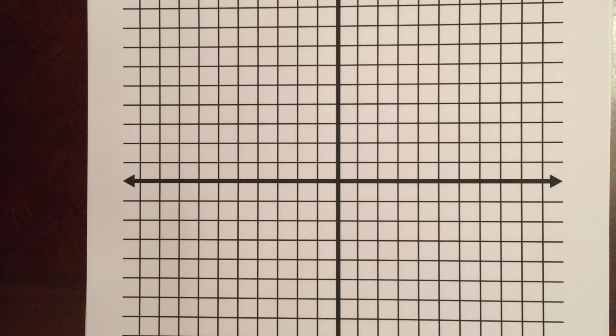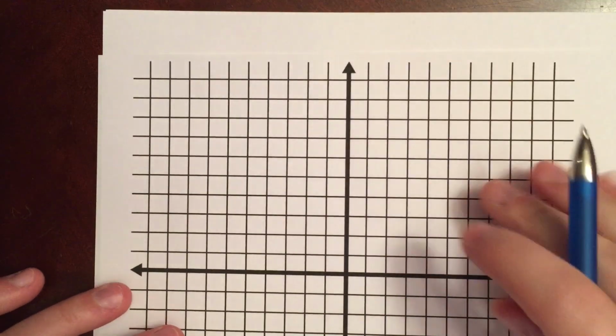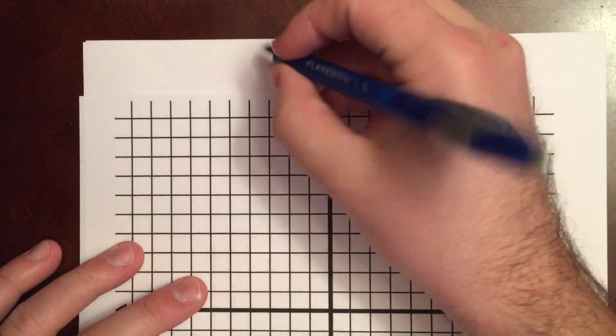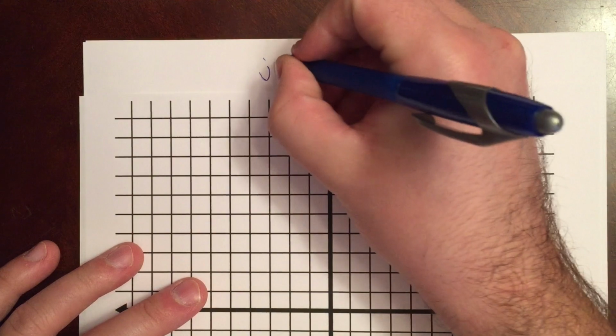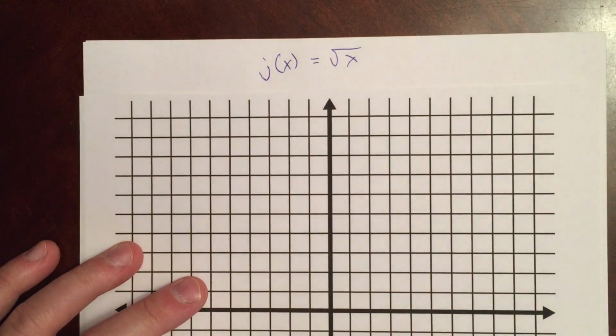Here, we're going to explore square root functions and cube root functions and how to operate with these functions with transformations. So first we're going to look at the square root function. I'm going to use specific points for the square root function here. Let's say that the square root function is j of x equals the square root of x.